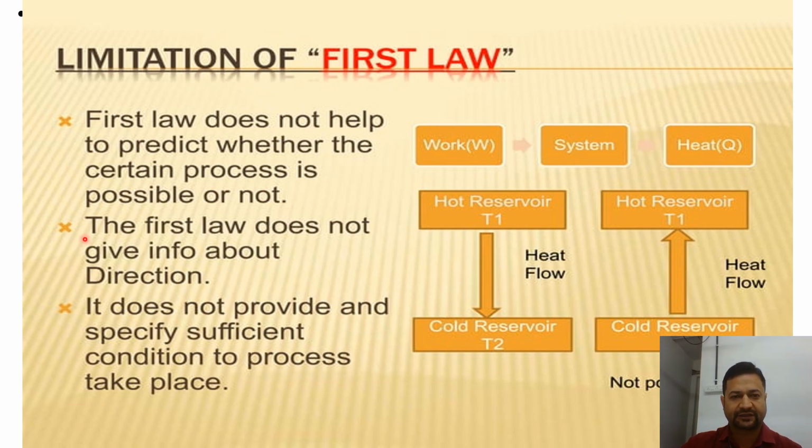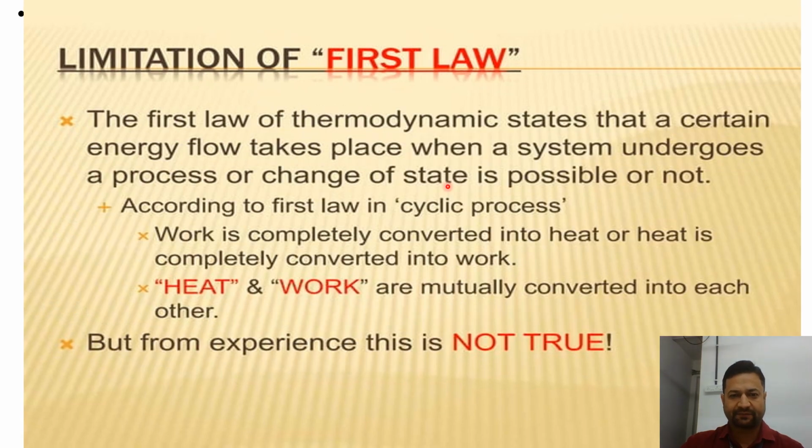Now the second limitation was that it does not give you any information regarding the direction of flow, in which direction it will flow, from high temperature to low temperature or from low temperature to high temperature. So it was not giving you the direction. Only the second law will give you the direction for flow of any heat or work. It does not provide or specify a sufficient condition for a process to take place. Again, the same, it is regarding the feasibility point. So these were the limitations of the first law, briefed in detail.